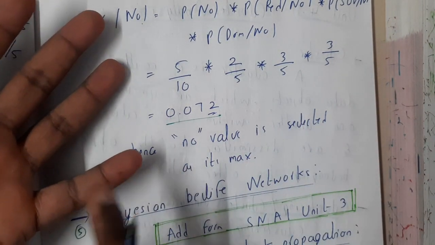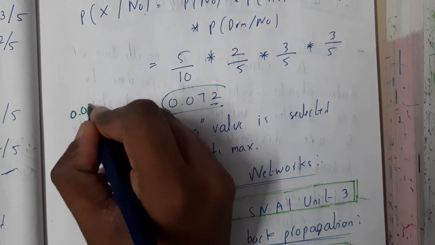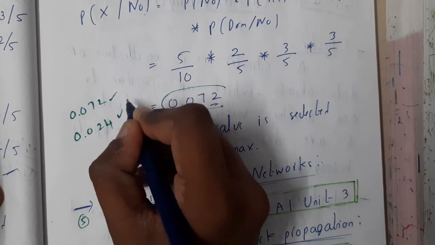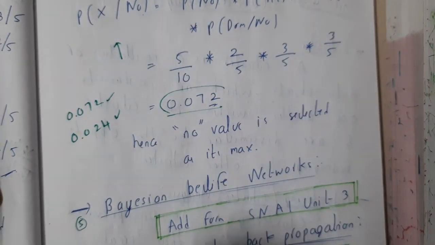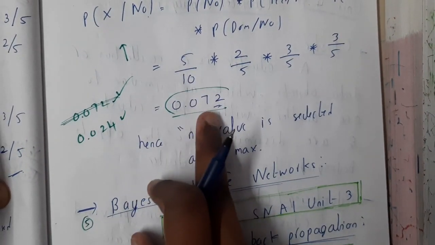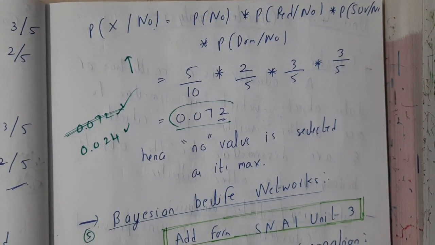Whether it is yes or no, you will decide based on the value, guys. Is 0.072 greater or is 0.024 greater? Like we are doing probability, whichever is higher, that occurrence chance is more, right? So this is higher, so indirectly we can say that no is more likely, so the computer or the machine will say the answer is no.